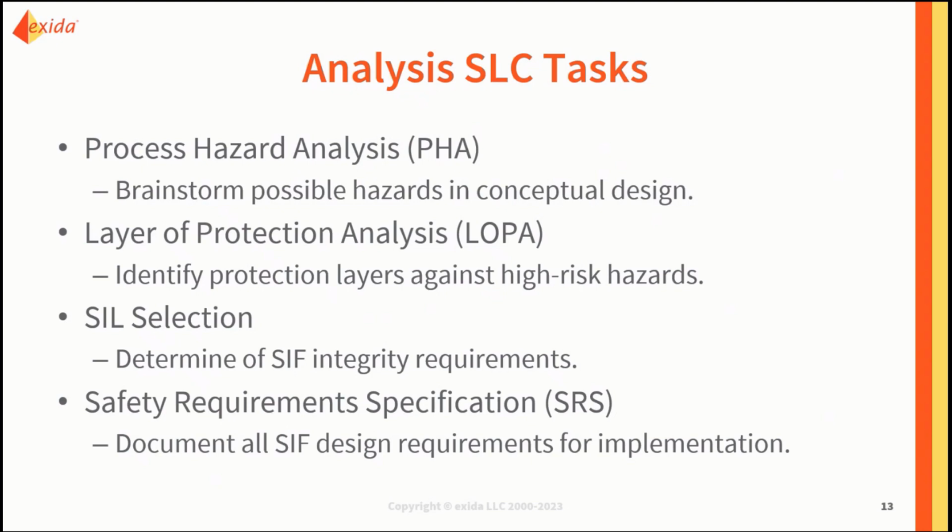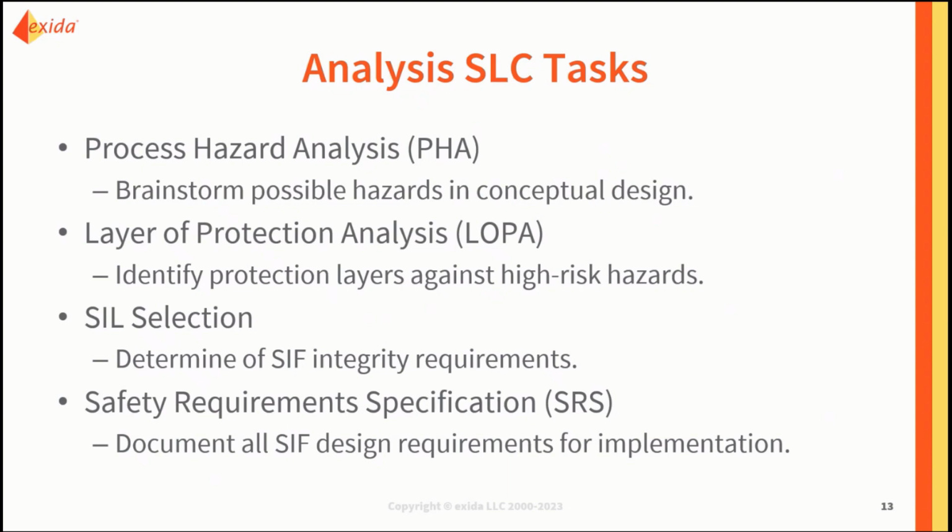In the layer of protection analysis, you're trying to determine for high-risk scenarios, which of those safeguards are independent and can effectively protect against that high-risk hazard. Independent protection layers are going to be SIFs. And for those SIFs, we are going to need to determine the target SIL and the target risk reduction factor for that SIF in order to let the design team know what to design. And so we do that in SIL selection. This is where you're determining the integrity requirements for that SIF. And you can do that based on your LOPA results. You can do it with a risk graph or a risk matrix within exSILentia.